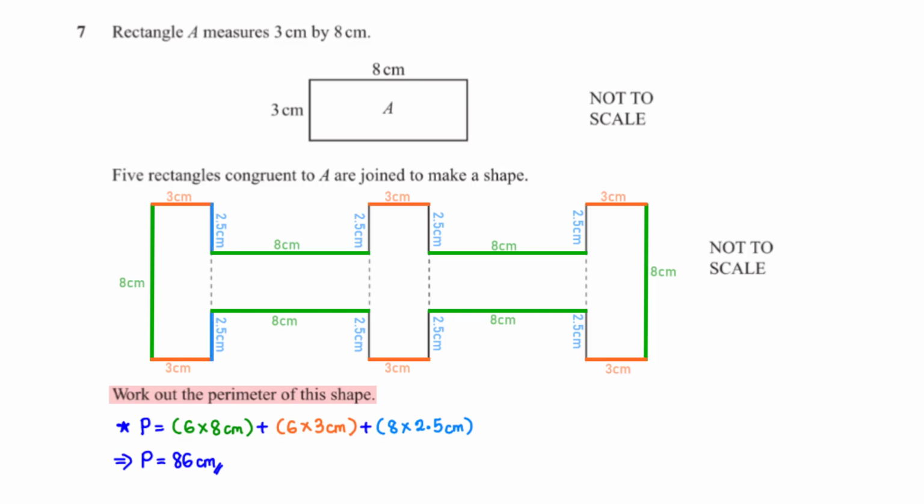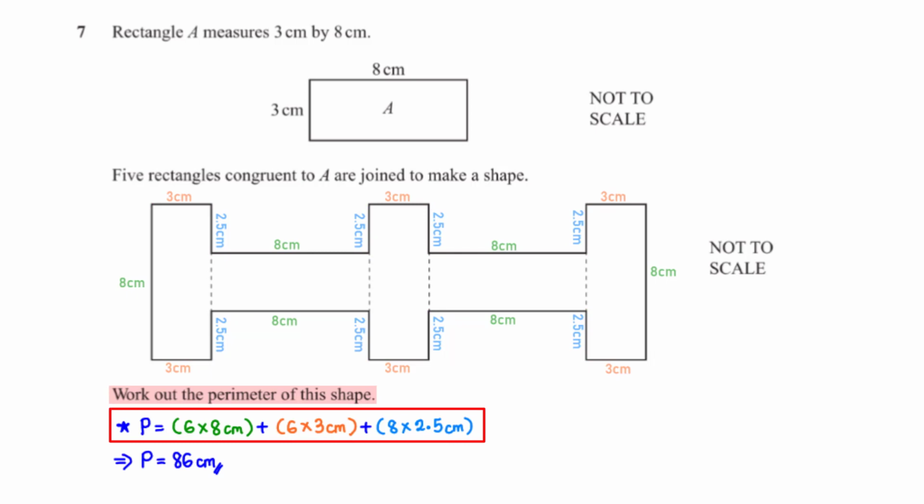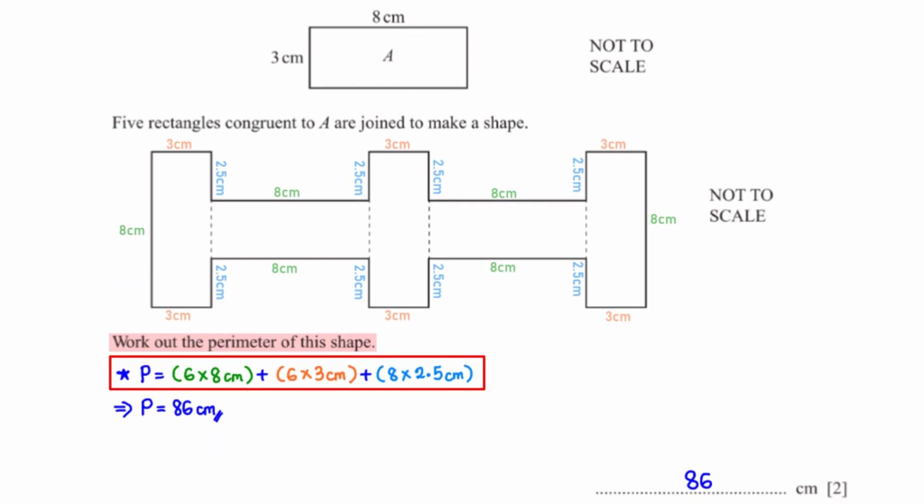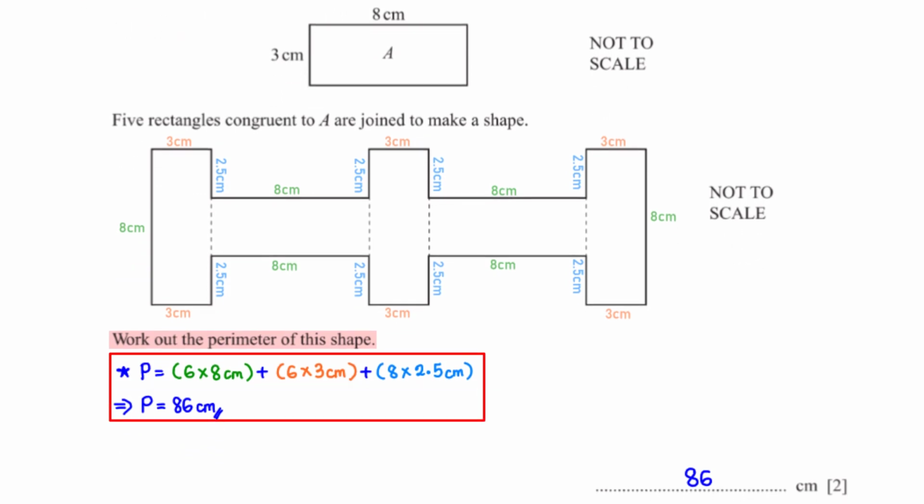To get these sides, we subtract the width of the rectangle, which is 3 centimeters, from 8 centimeters and divide by 2, giving us 2.5 centimeters. These sides are 8 in total. So now the perimeter of the shape equals 6 times 8 centimeters plus 6 times 3 centimeters plus 8 times 2.5 centimeters. This gives us 86 centimeters.